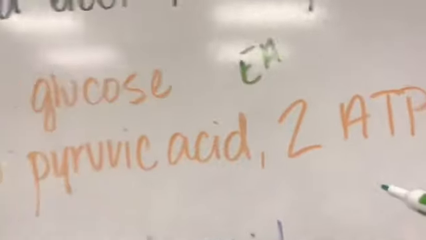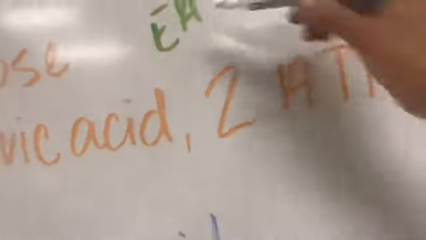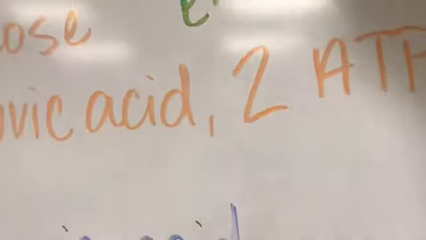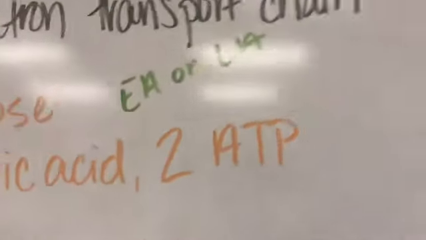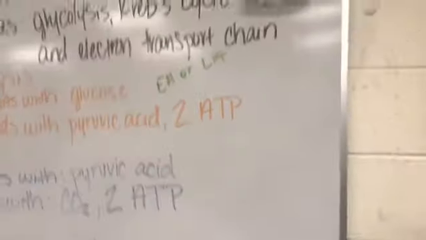So that pyruvic acid in glycolysis is turned either into ethyl alcohol. Ooh, that's a pretty little ombre color. Look at that. Or lactic acid, depending on if we're talking about cheese or alcohol.